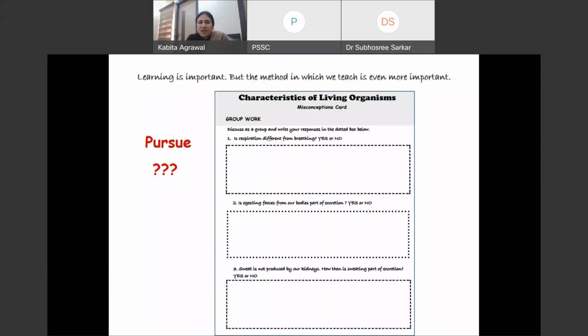Similarly here, like in science, ask them to write on the topic different from breathing, yes, no, and let them write the response. Similarly, is sweat not produced by your kidneys? Then how is sweating a part of the excretion system? Yes, no.